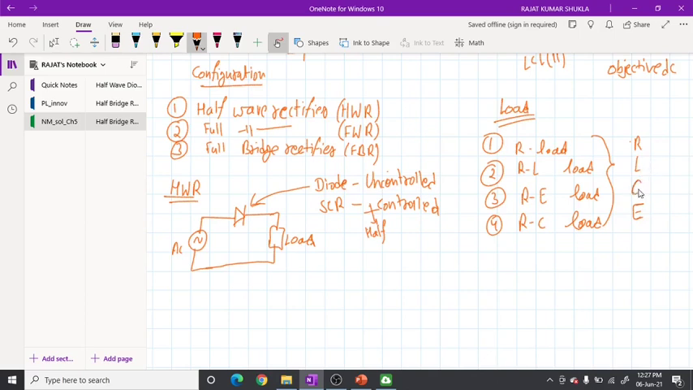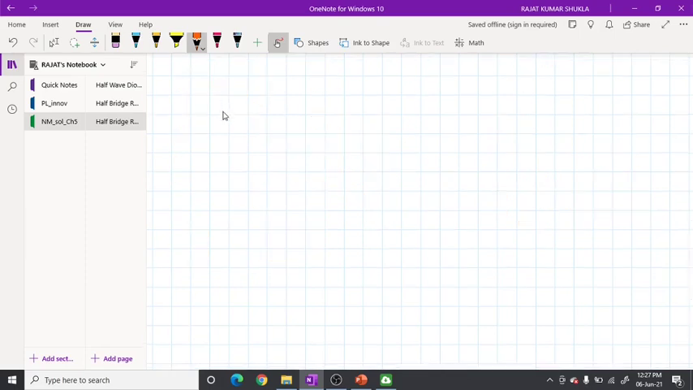We will start our study of the half wave rectifier using the R load. As we know, the half wave rectifier circuit diagram looks like this: the AC supply is here and the R load is here. As I discussed, if you use a diode, this is an uncontrolled rectifier, and if you use an SCR, this will be a controlled rectifier.